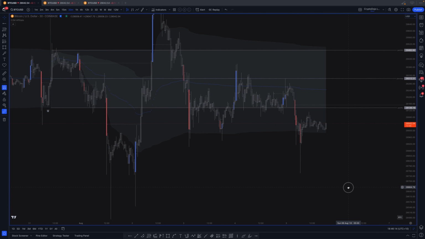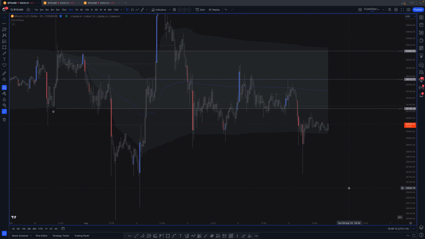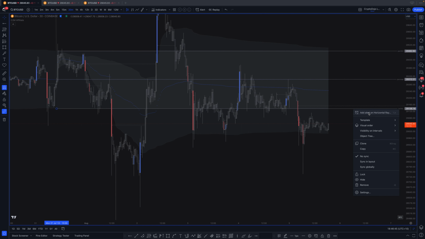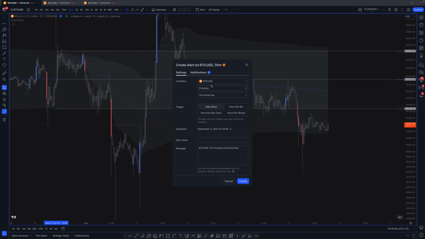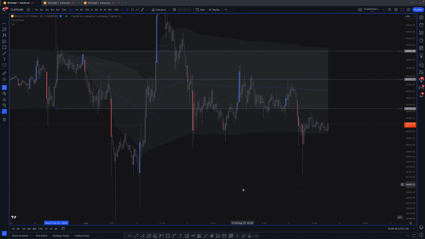Okay, so this might be common knowledge for a few people, however this is for those who don't know or aren't using it. Now that we understand that we have these lines in the sand where we want to be taking trades from, for instance, the next place I'll be looking for is this previous week value area low. So I can right click, click add alert on horizontal ray, crossing, and click create.